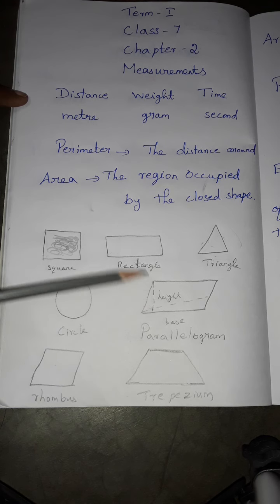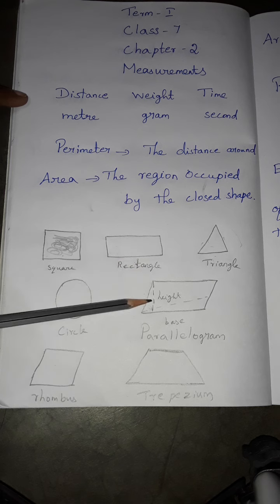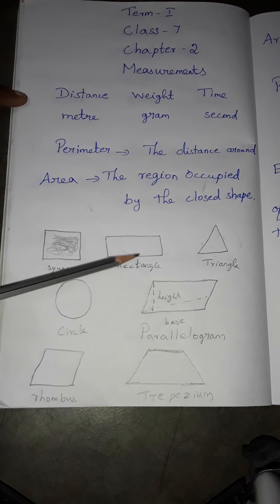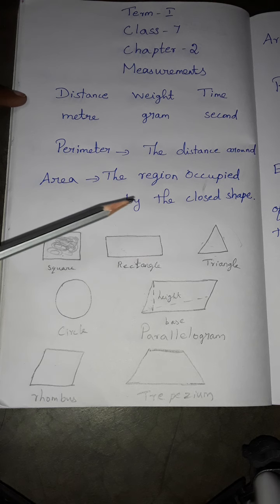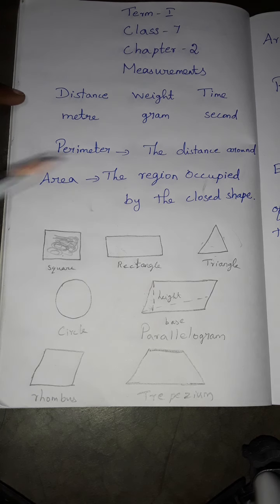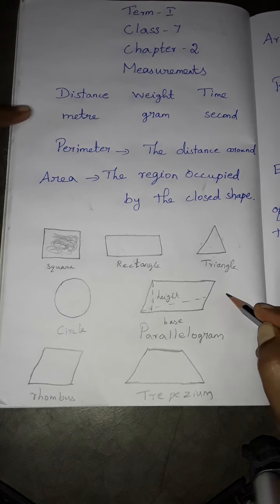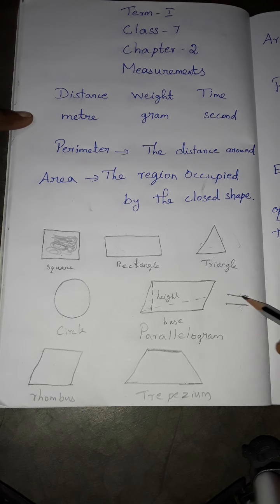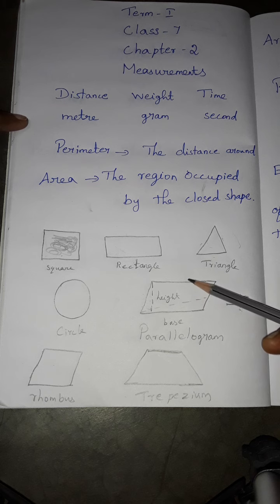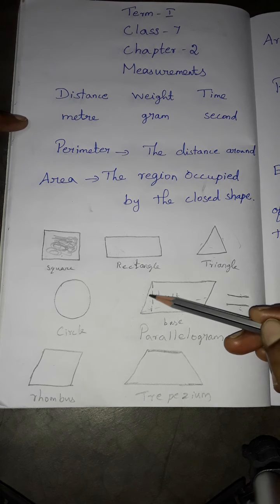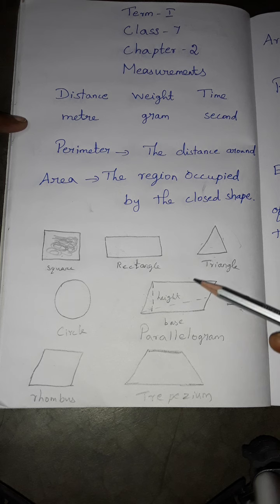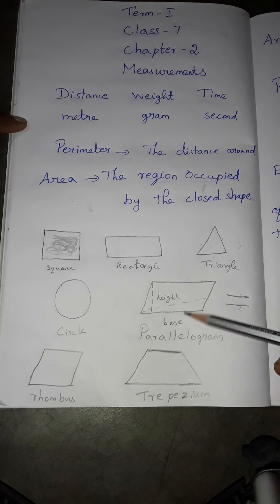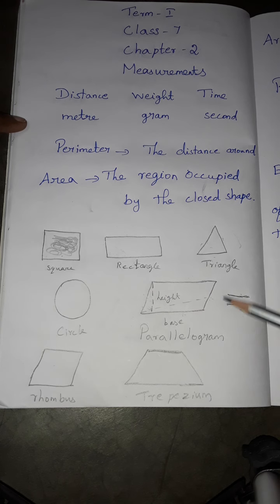The parallelogram looks like a rectangle. So what is the difference between rectangle and parallelogram? Here also opposite sides are equal and parallel. Parallel means the two lines do not touch, they do not intersect. These lines are called parallel. So here the opposite sides are parallel and equal.